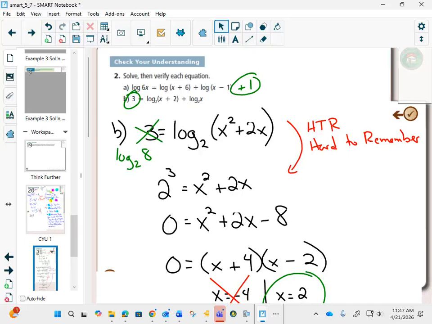Okay, questions to circle on this one? 11 and 13.